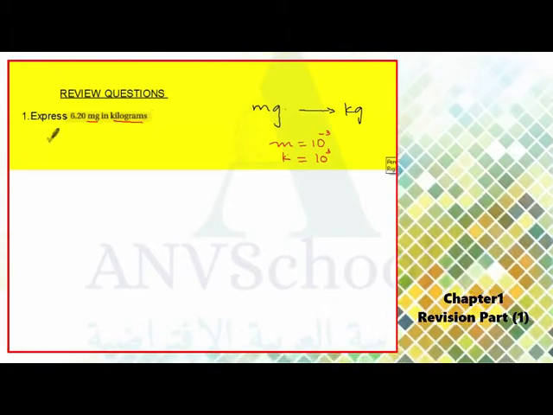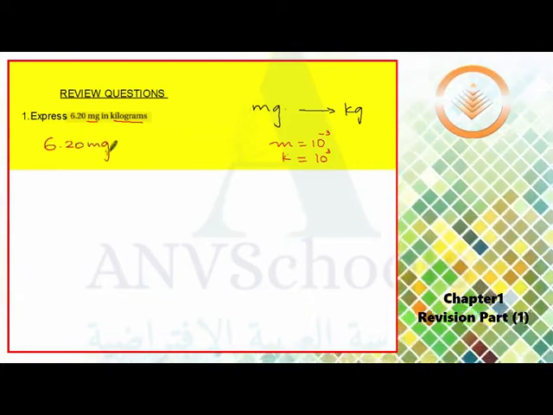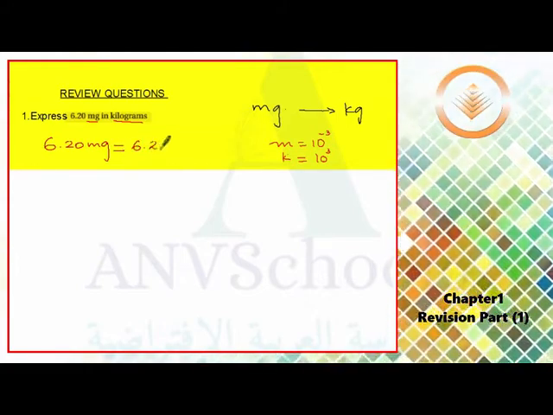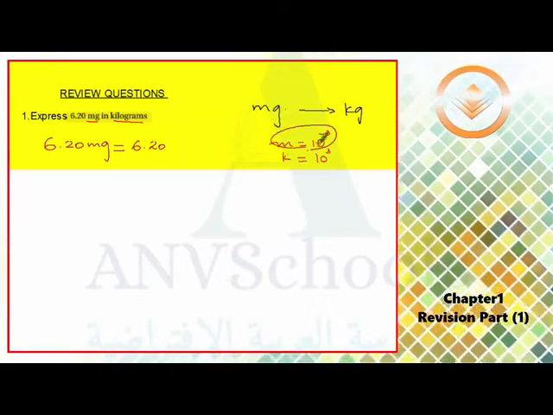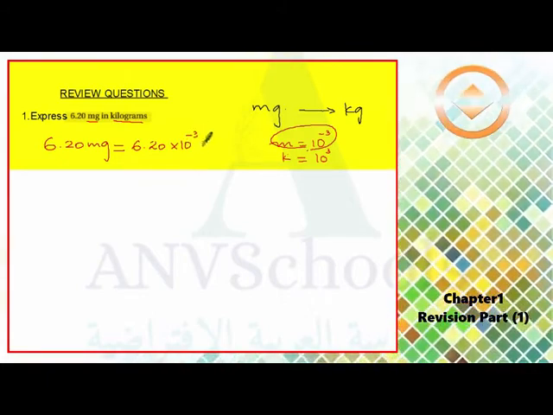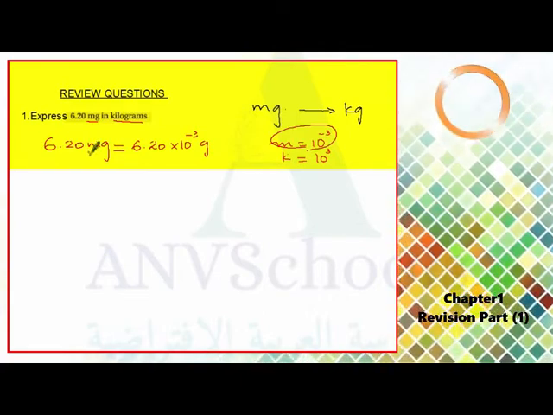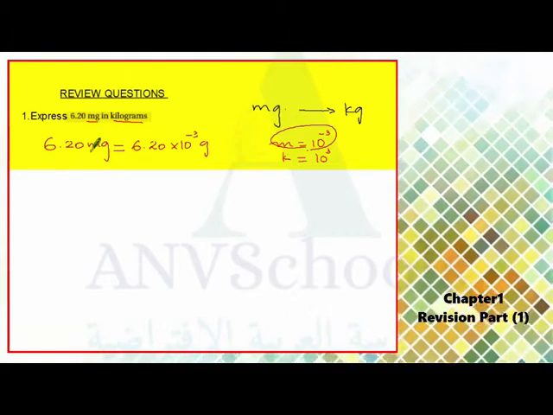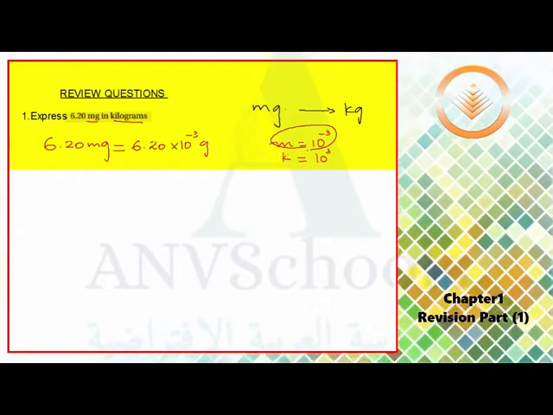So 6.20 milligram is the same as, I can write this as 6.2 times, milli is a prefix, and instead of milli I need to multiply by 10 to the power of -3 gram. I'm just substituting 10 to the power of -3 in the place of this milli.